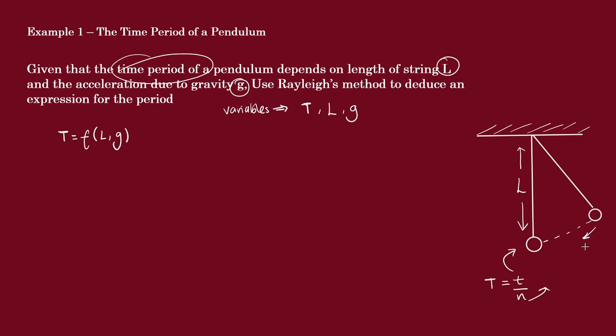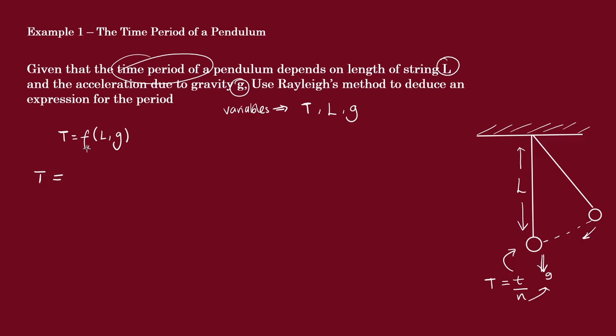So that's going to be the weight component acting in. Okay, if it's flat here, it's going to be G acting downwards. But these will depend on each other. So acceleration due to gravity G. So that's the first step. Use Rayleigh's method to deduce an expression for the period. So remember what we said. We're going to come up with powers for this. So our dependent variable is going to stay on its own.